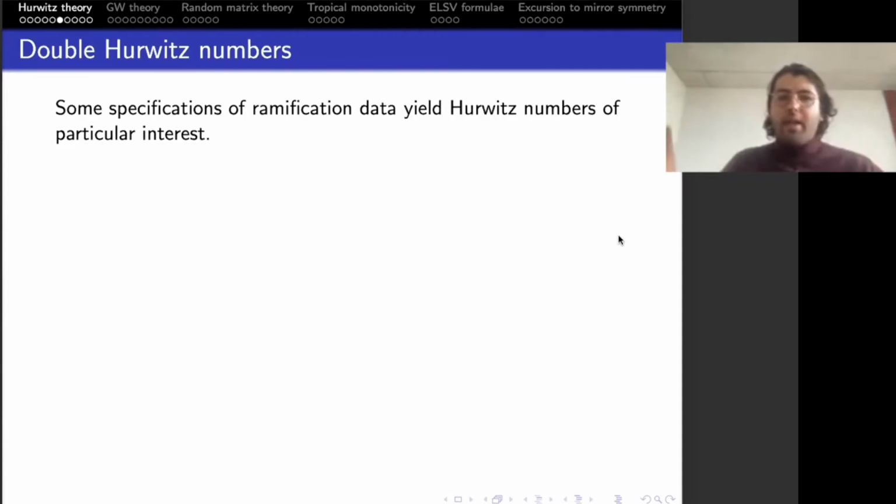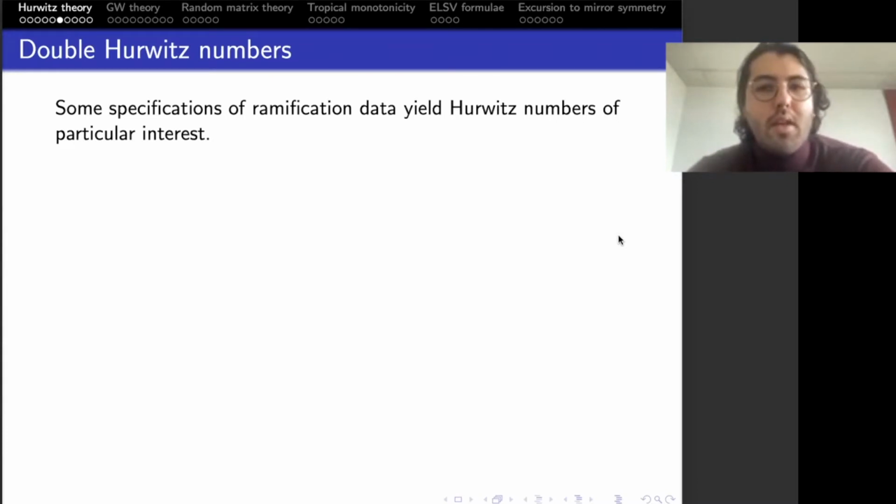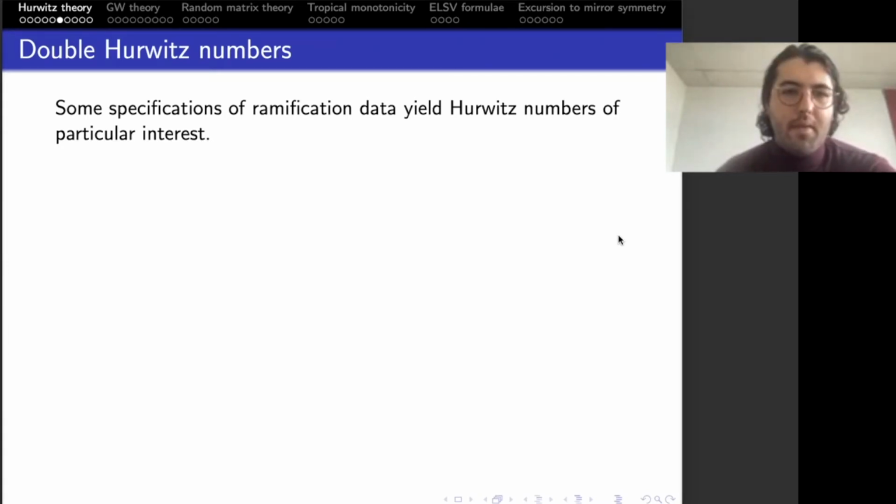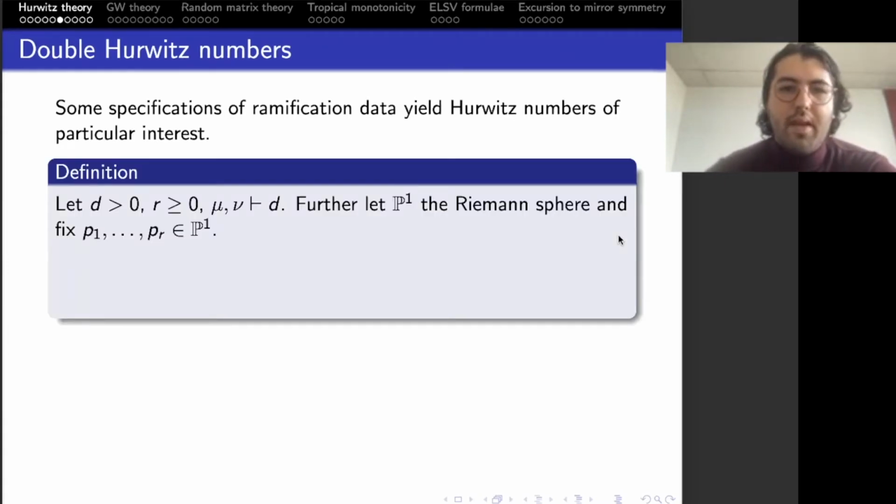So of course, I can be very wild in prescribing this ramification data, but some specifications of ramification data yield Hurwitz numbers of particular interest. That means if I choose this ramification data in a certain interesting way, I actually get some nice structures. And one of the most studied cases are so-called double Hurwitz numbers, which have a very specific way to prescribe the ramification data. And I simply want to define those.